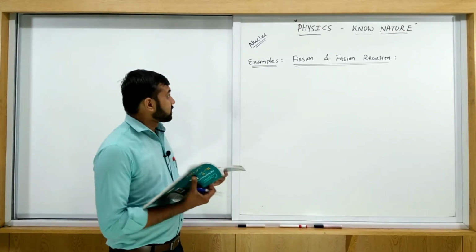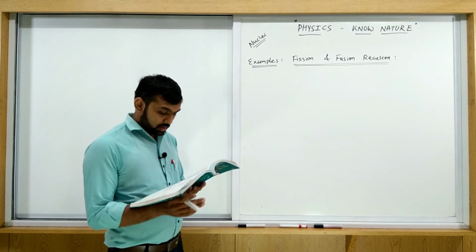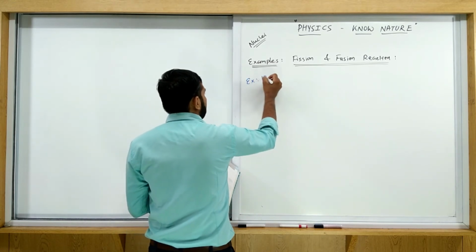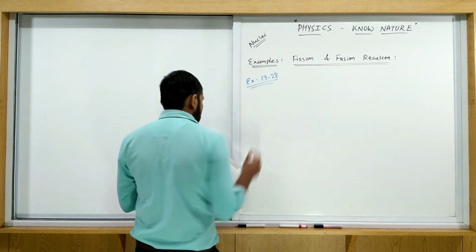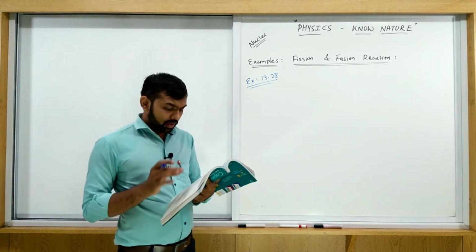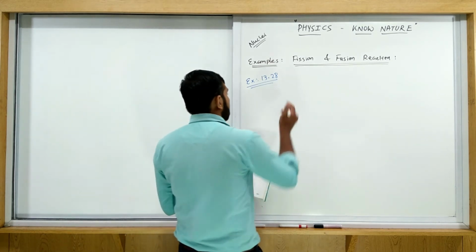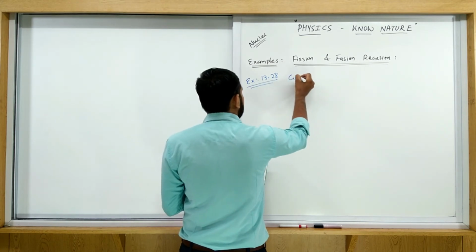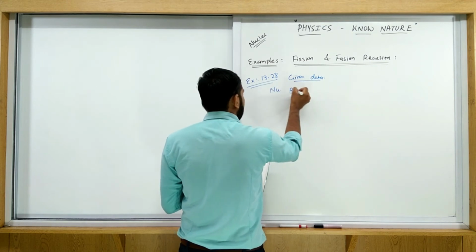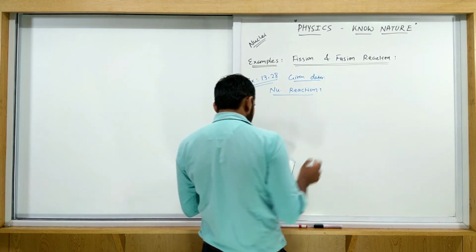Okay guys, let us discuss the next example based on fusion and fission reaction. Example number 13.28. Write down example number 13.28. What is the problem? Here there are two problems being asked. The first problem is to consider the deuterium tritium reaction. So this reaction is given to us. What is the given data? Given data, the nuclear reaction. Let's write this nuclear reaction.